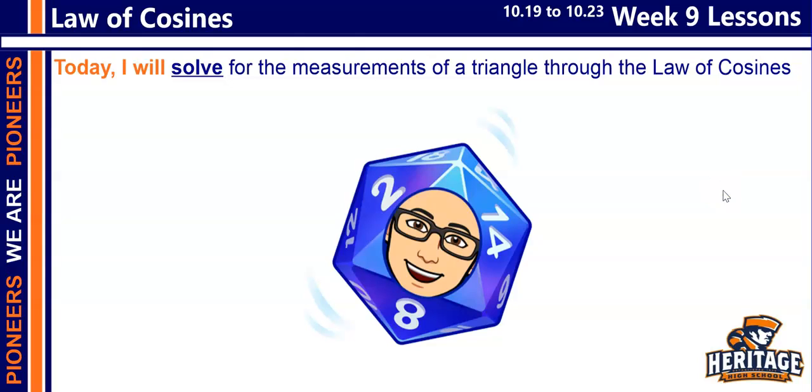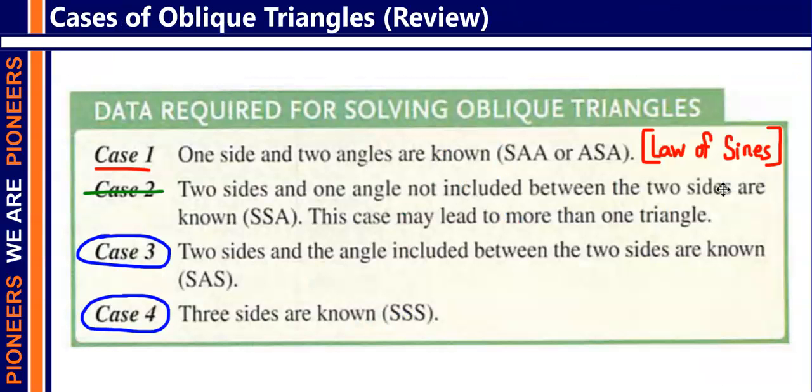Welcome one and all to the video on the law of cosines, where you will use this law to solve for all the measurements of a triangle. When it comes to solving oblique triangles, or non-right triangles, there are 4 cases to consider. In a separate video, we focus primarily on case 1, where you use the law of sines to solve SAA or ASA triangles. Case 2 will be the focus of a different video. In this video, we will focus primarily on case 3, which are SAS triangles, and case 4, which is SSS triangles.